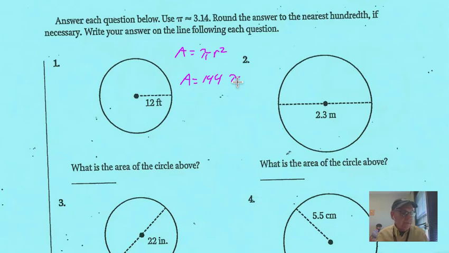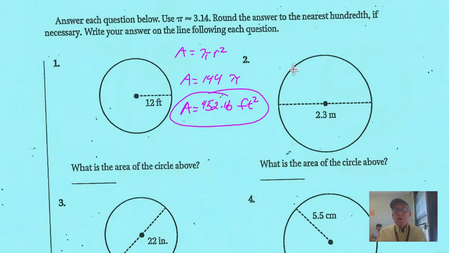That gives us 452.16. And they're giving us feet, so we have feet squared for our area units. So the area of this circle with a radius of 12 is 452.16 feet squared. Let's look at number 2.